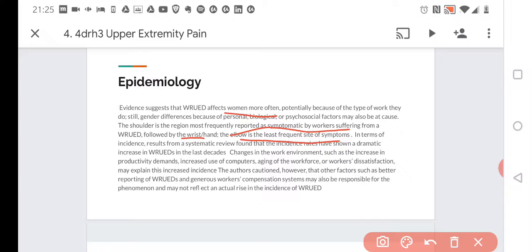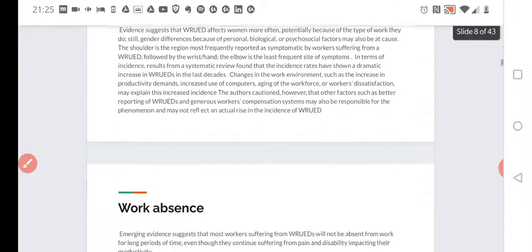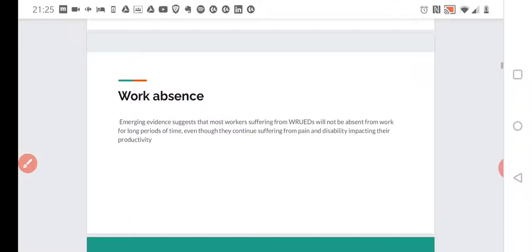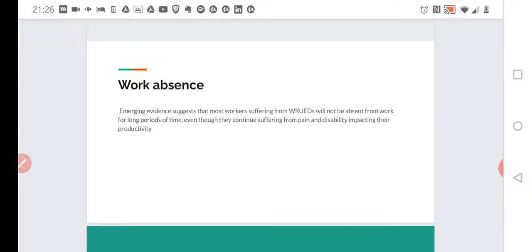So in terms of incidence, results from a systematic review found the incidence rates have shown a dramatic increase in this condition. Changes in the work environment such as increase in productivity demands, increased use of computers, aging of the workforce, and worker dissatisfaction may all contribute to developing signs and symptoms. And of course, it may lead to work absence.